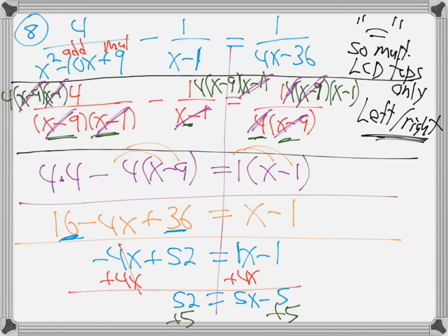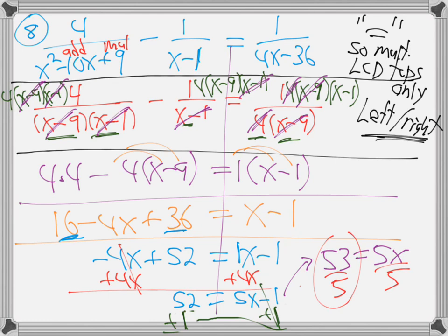Oh, why'd that become... It's going too quick. Spacing out there. Add the 5. Add the 1, thank you. I'm tired of this problem. All right, add the 1. All right, so what do we got? I'll bring it over here. 53 is 5x, last step. Divide by 5, there it is. 53 over 5.